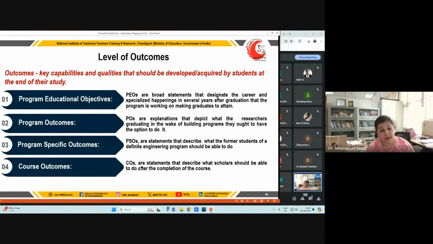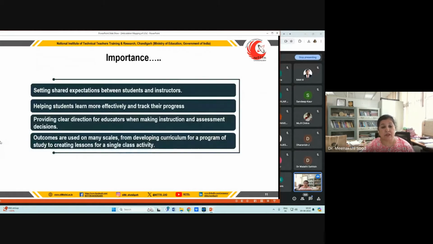So it is very important to understand the importance of course outcomes and the techniques or methods to frame them, and their further mapping and attainment. Because the attainment of POs and PSOs depends directly and indirectly on the attainment of course outcomes. So mainly the important aspect is the attainment of the course outcome. So we'll talk about this.